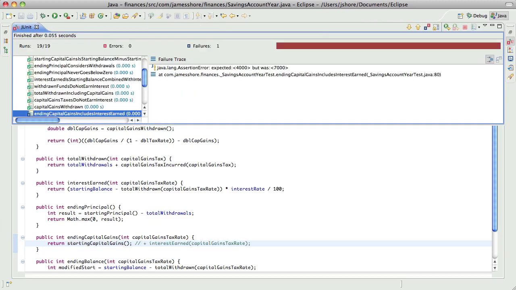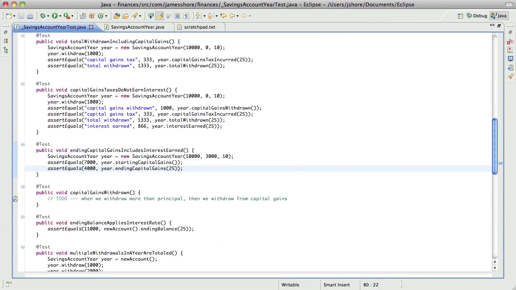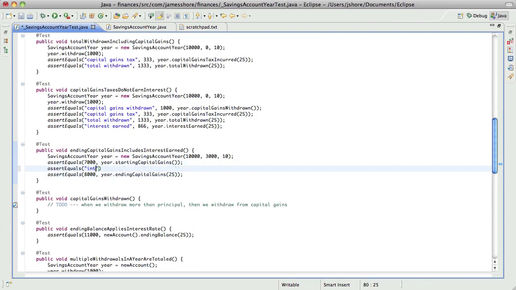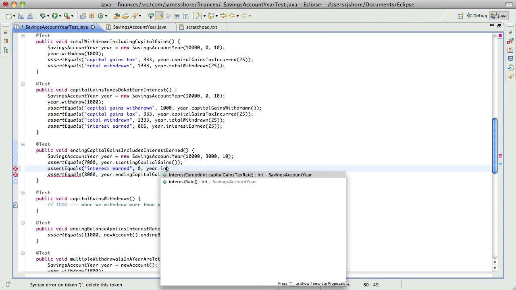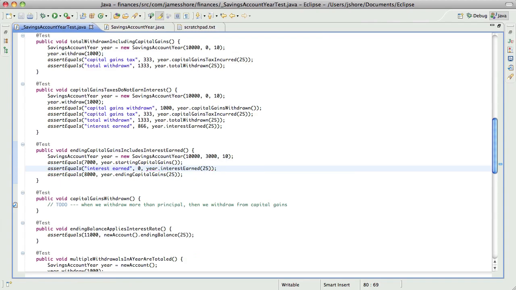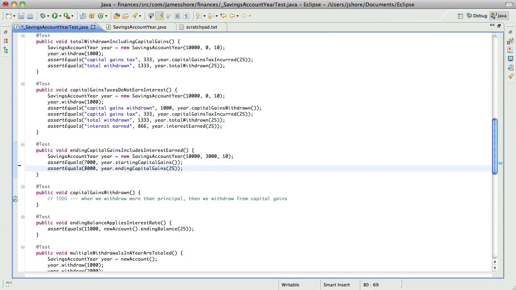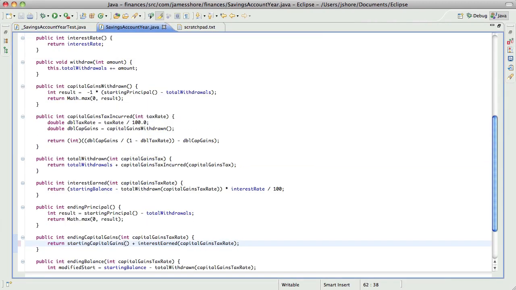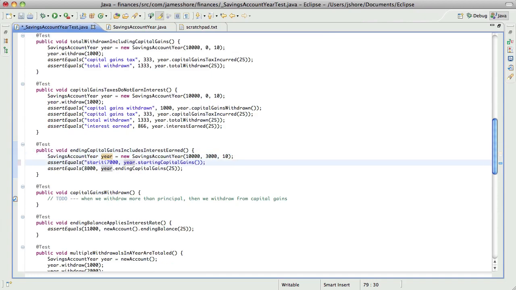What does that tell us? 74,000 was 7,000. Starting capital gains. Oh, this is 7,000, which means ending capital gains should be, well, it's not 8,000, whatever our interest earned was for the year. Which, I don't know what that was. Find out. Like this, interest earned. Oh, it was 1,000. Okay, because we did the withdrawing, so we didn't incur capital gains tax. So that should actually work, but it doesn't, because we commented out the code. Now it should work. Yes.